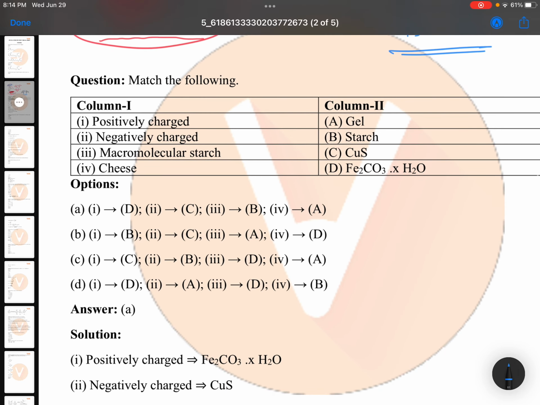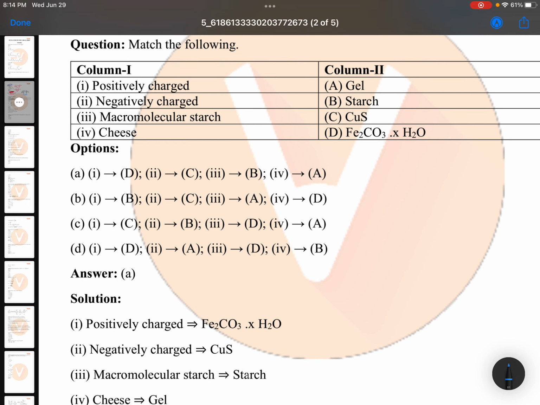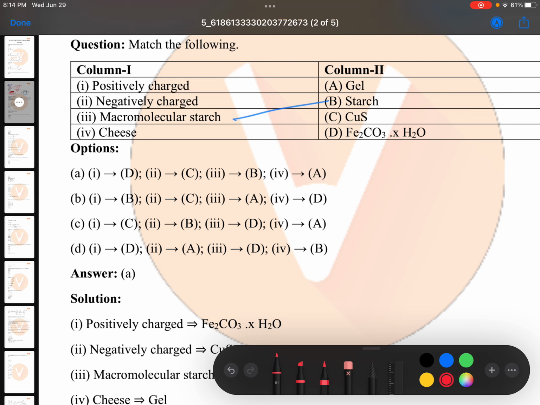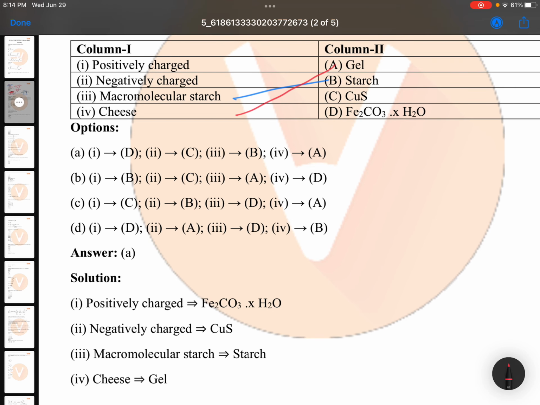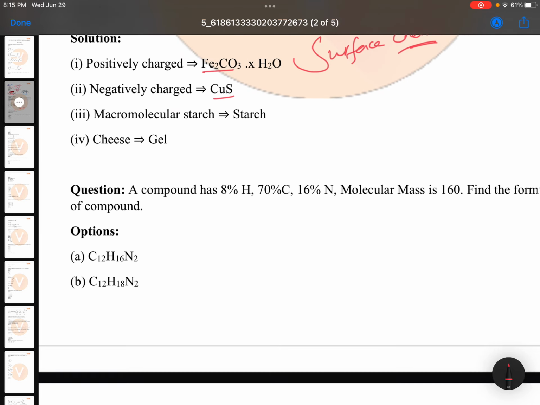Then coming to the question, positively charged, negatively charged, macromolecular starch. Okay, now macromolecular starch. Interesting, na? So direct. Then what is cheese? By seeing this, you can say cheese is gel. So you must be having a confusion about positively charged and negatively charged. So positively charged is Fe2O3, negatively charged is CuS. So surface chemistry. Again memory. But these you can remember. Okay, now simple questions you can remember.